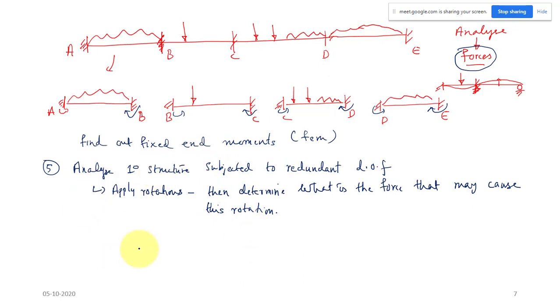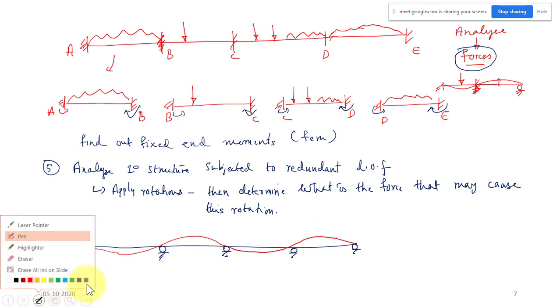And what was the next step? In this step, what are you finding out? We take our structure, and now we are applying rotation, right? Basically we are releasing this fixity, so it has become again a support, a roller support. So actually we are finding this value.